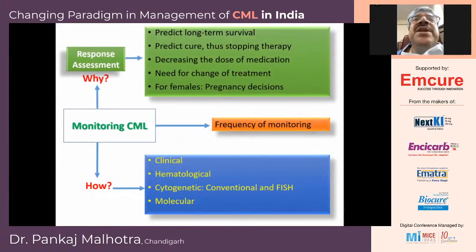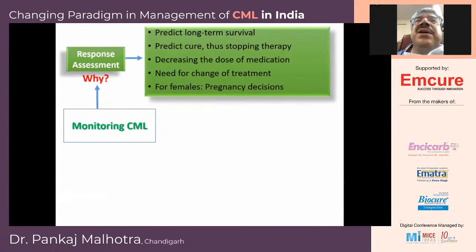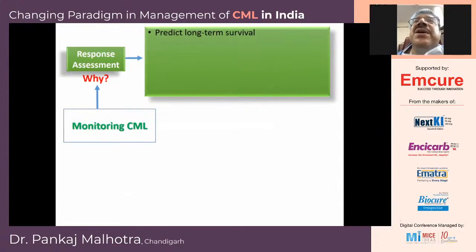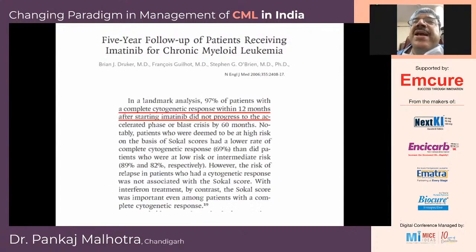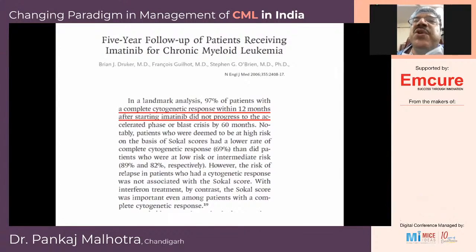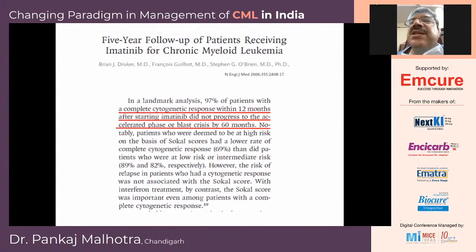Now we come to the response assessment, that once you are monitoring the patient, what are you actually doing the assessment for. The first is predicting long-term survival. This paper, which is quite an old paper, looked at 5-year follow-up of patients receiving imatinib for CML by Brian Druker. Here, patients who have achieved complete cytogenetic response within 12 months did not progress to accelerated phase or blast crisis by 60 months.